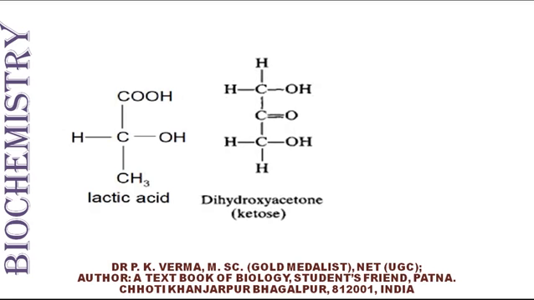The second compound is dihydroxyacetone. It has a ketone group. Carbon number 2 bears a carbonyl group. There are 2 hydroxyl also on carbon number 1 and 3. So alcohol groups are 2, but neither carbon is asymmetric and therefore it is not truly a carbohydrate.